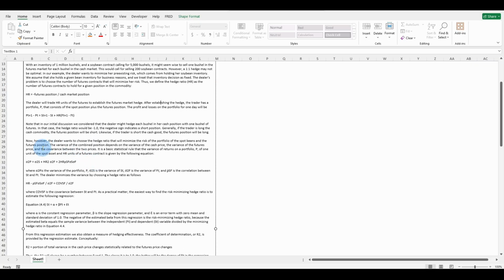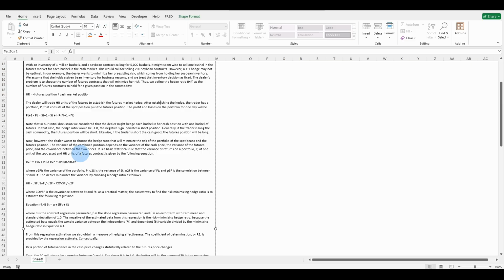Now, however, the dealer wants to choose the hedge ratio that will minimize the risk of the portfolio of the spot beans and the futures position. The variance of the combined position depends on the variance of the cash price. We went through this earlier where we determined the covariance. So, the variance of the futures price and the covariance between the two prices.